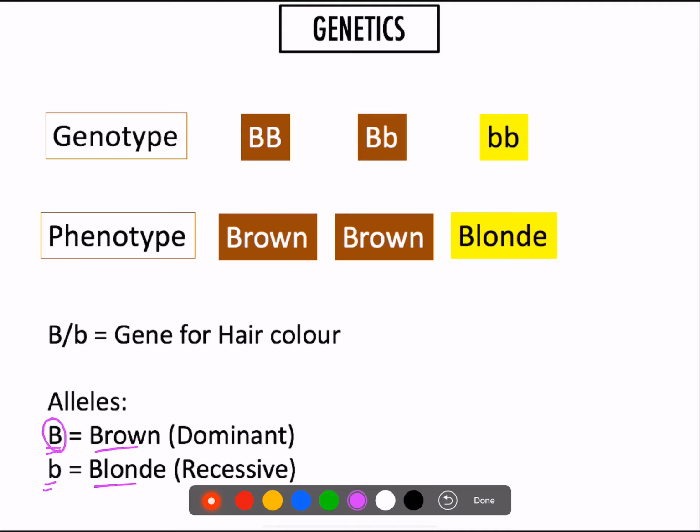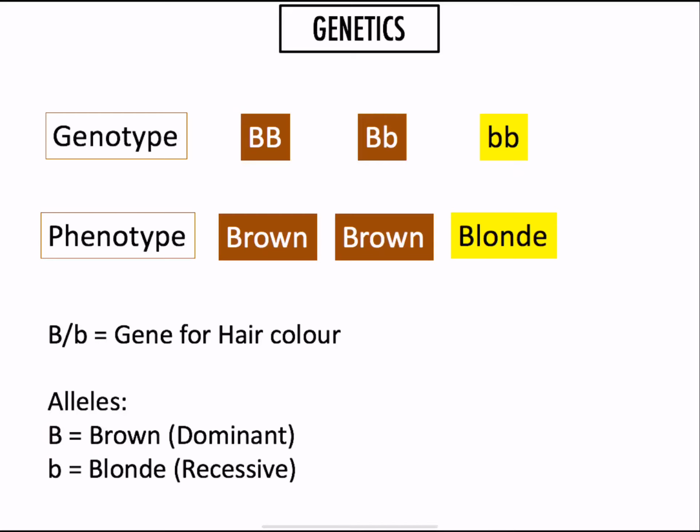Also, big letters are dominant and small letters are recessive. So, how would you describe this particular individual? Well, because he's got two big B's, we would say that it is homozygous dominant. And this person over here is also homozygous because they have the same letters, but they are homozygous recessive because they have two small letters. So on the left you have homozygous dominant, on the right you have homozygous recessive. And the person in the middle has a big B and a small b, so they are heterozygous.